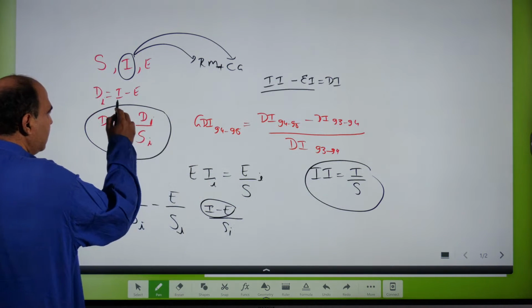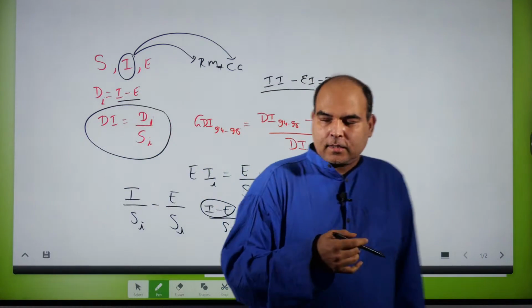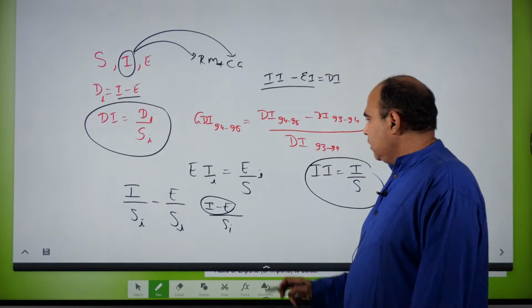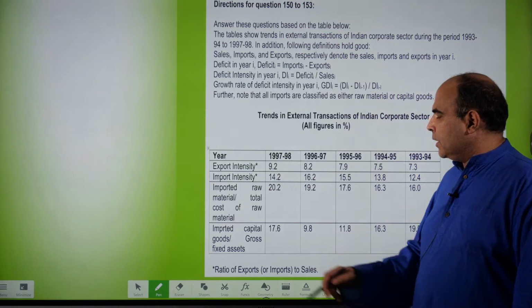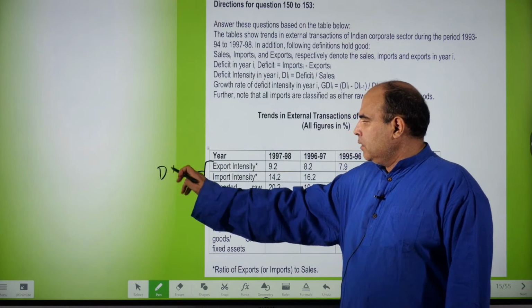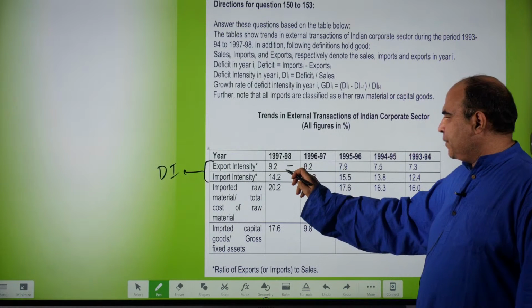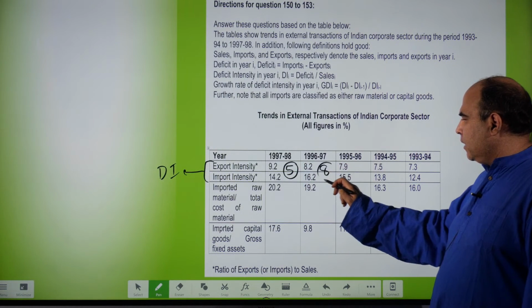and import minus export is nothing but deficit. So basically what I should realize is that this relationship exists inside this table, that if I subtract export intensity from import intensity, I am able to get my deficit intensity from here. So I should be able to work out that my deficit intensity here is 5, my deficit intensity here is 8, and so on.